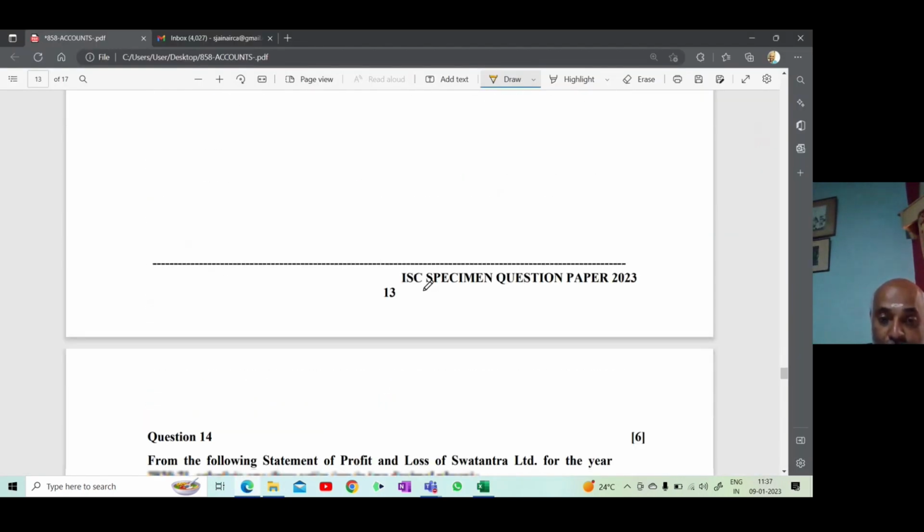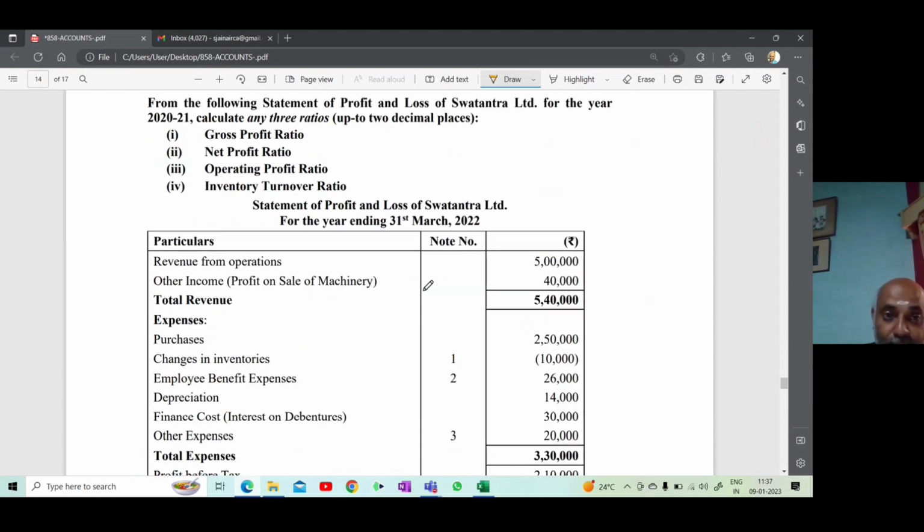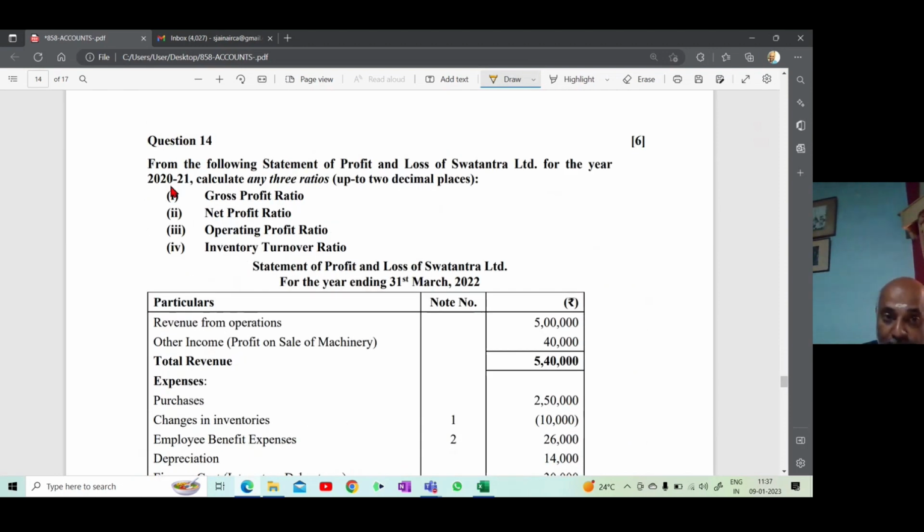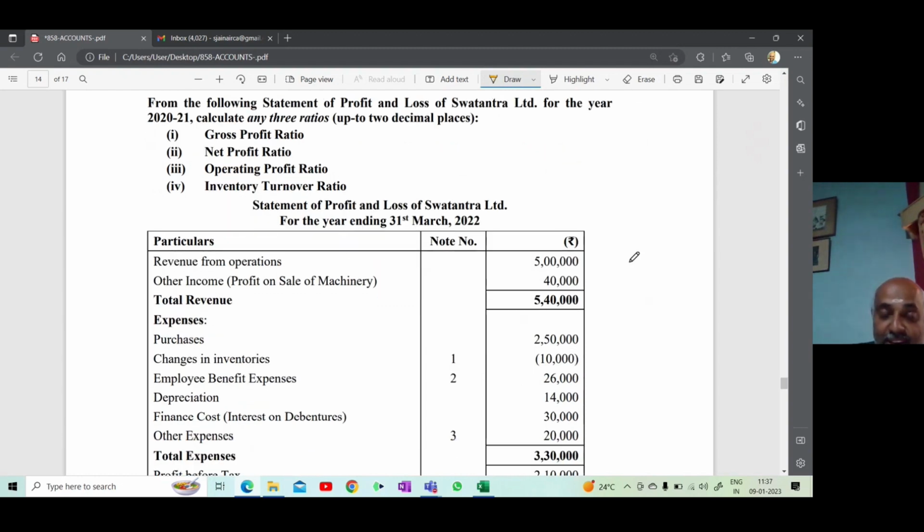So moving on to the last problem. From the following statement of profit and loss of Swatantara Limited for the year 2021, calculate any three ratios. So we have to calculate any three ratios: gross profit ratio, net profit ratio, operating profit ratio, and inventory turnover ratio. So what is gross profit ratio?